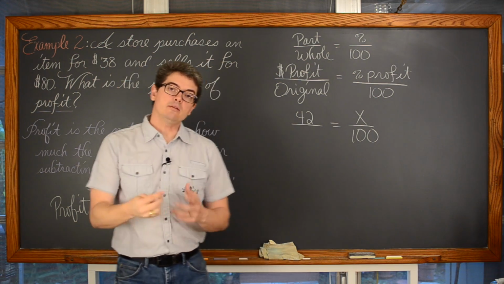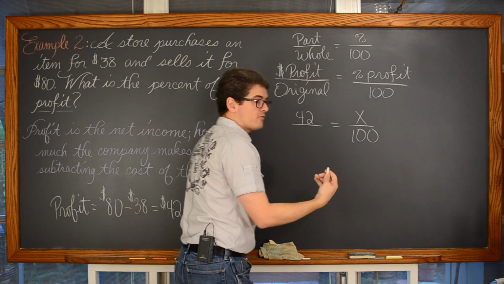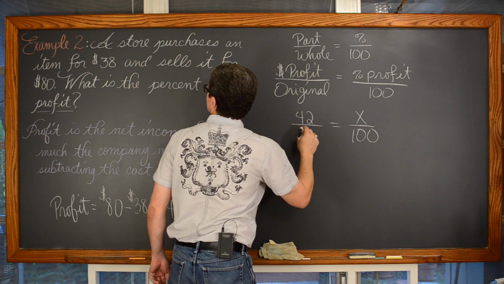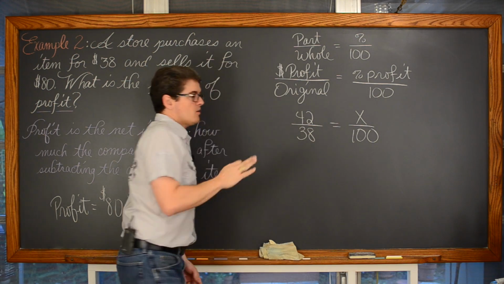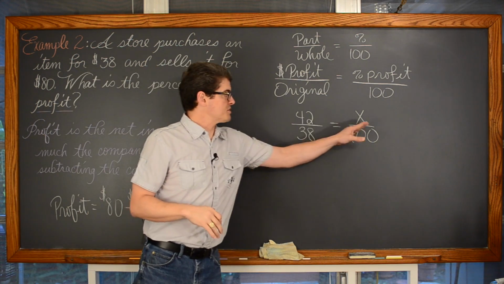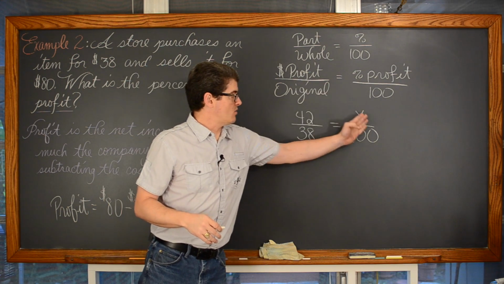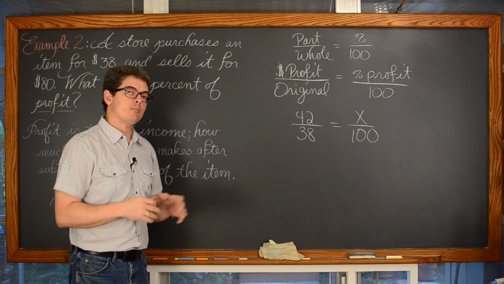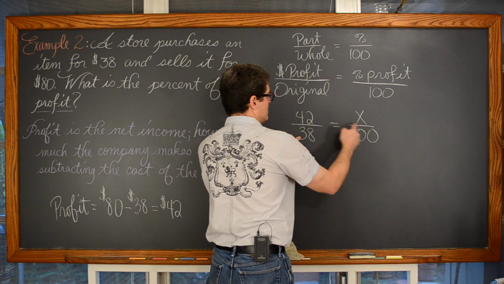It started at $38, the cost to the store before they marked it up. Did I just say that right? $38, right? Okay, now when you're going to solve that, when you have equal proportions, one fraction on the left side of the equation and one fraction on the right, you're going to do those problems with cross multiplication. One fraction equals one fraction.